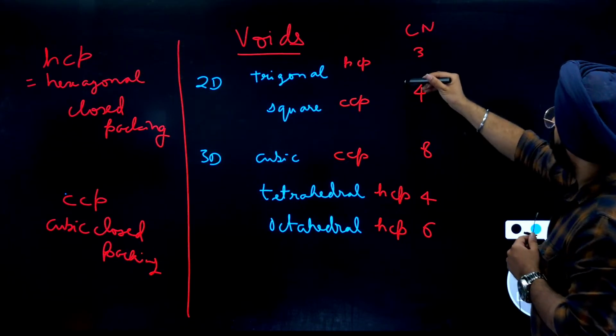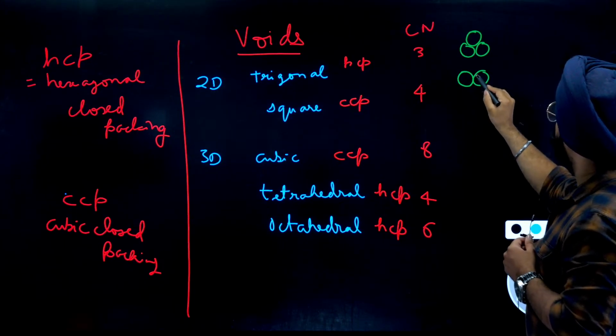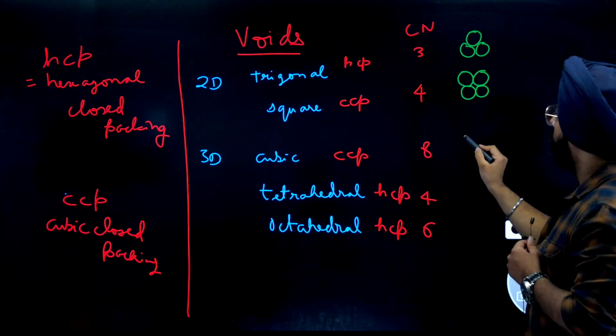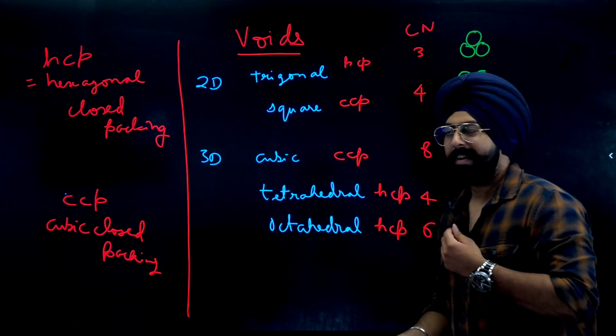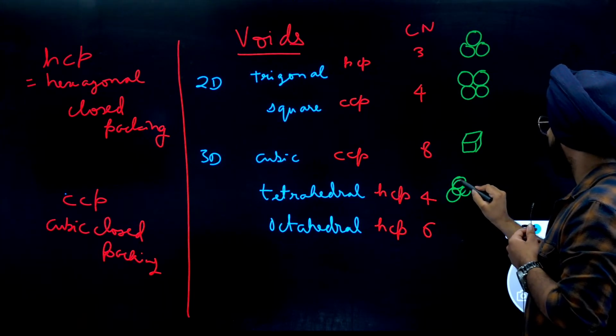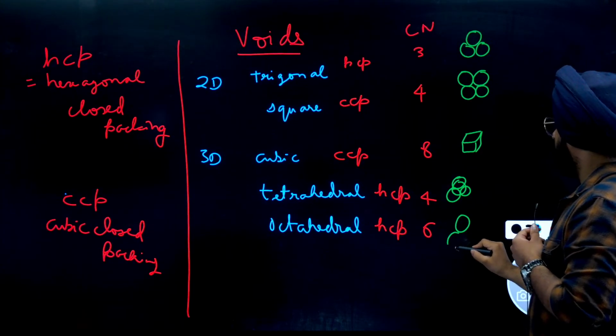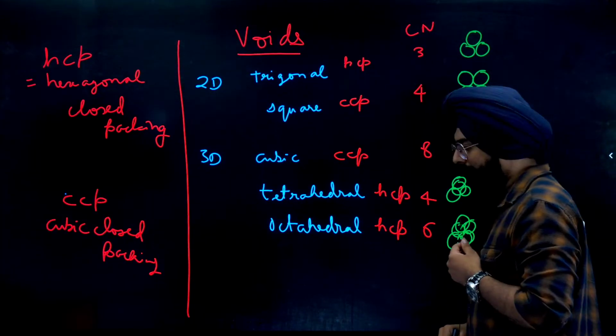Triangle की ये shape बना लो, स्क्वायर की ये शेप बना लो, क्यूबिक में क्यूब बना लो, टेट्राहेड्रल में ट्रायगोनल void and a sphere on top, octahedral में trigonal void and another trigonal void on top, something like that.